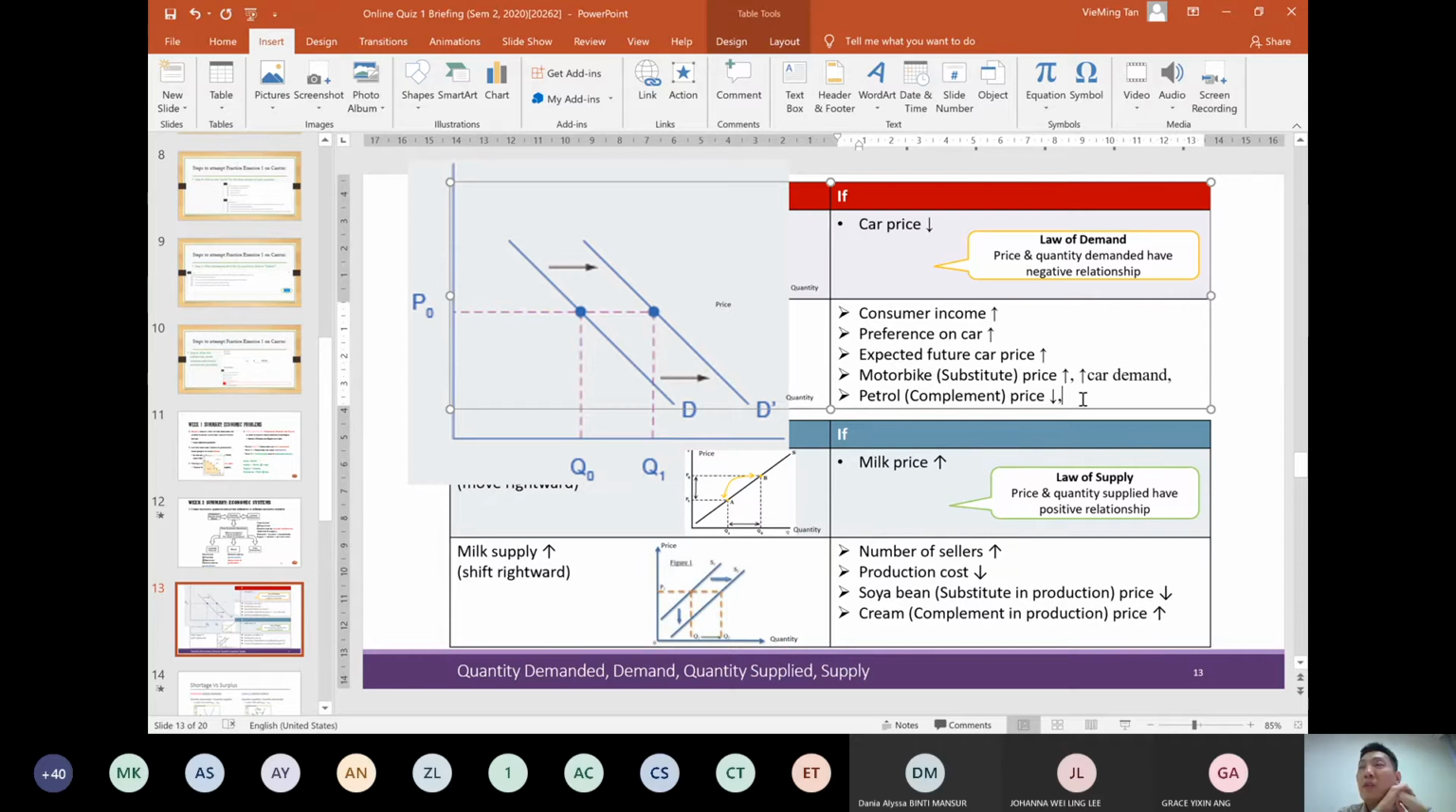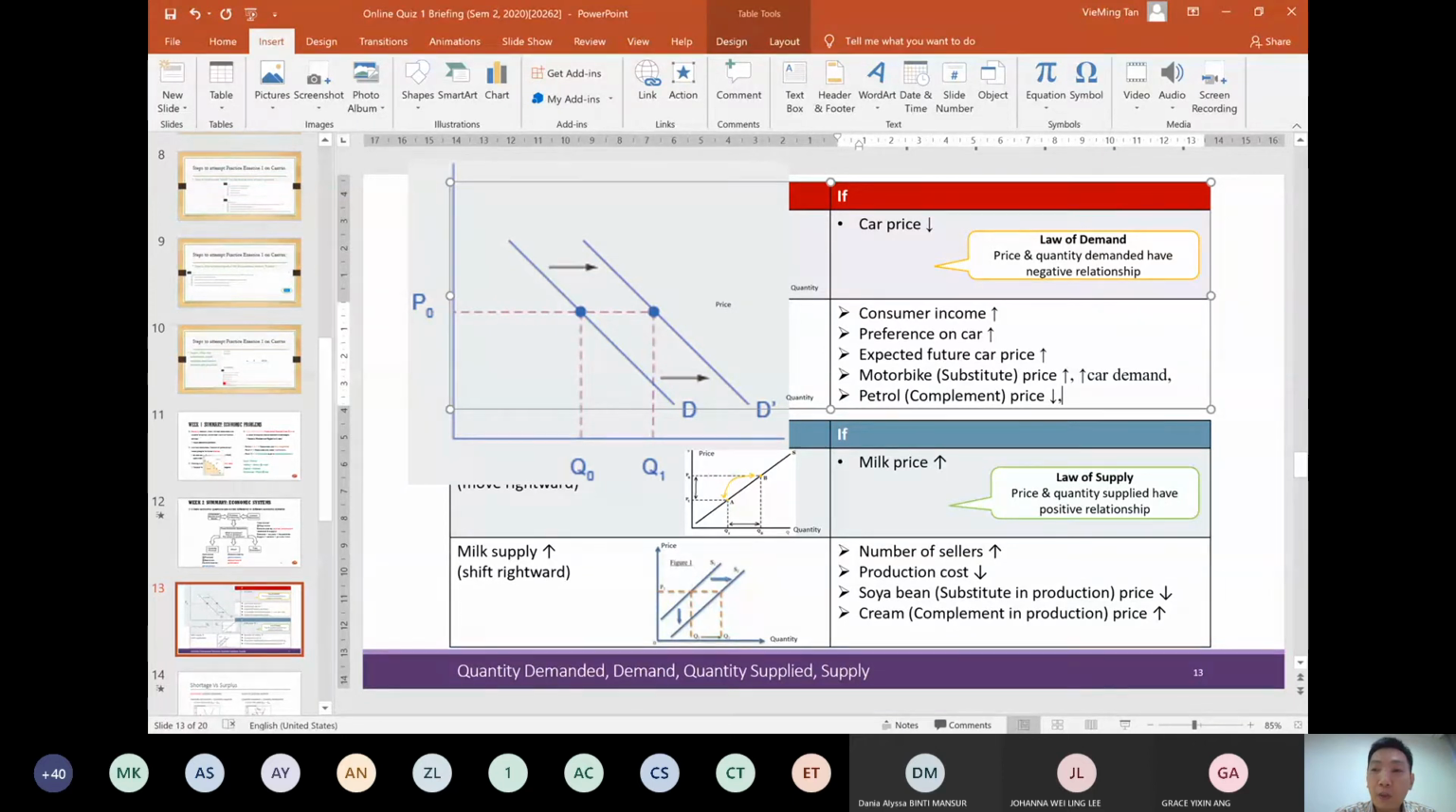Okay, the next factor will be complement price. What is the meaning of complement? Any idea? Complement means when the two products have to use at the same time, have to use together. Complement products are the products have to use at the same time or together. Like for instance, the complement for car will be petrol, battery. These are the parts have to be used at the same time together with the whole car. Without petrol, without battery, without tire, the car cannot functioning.